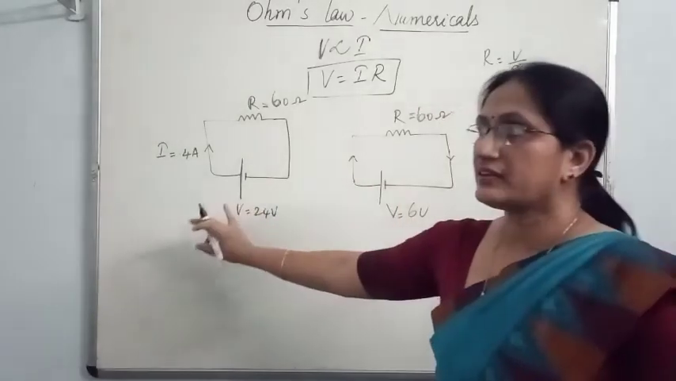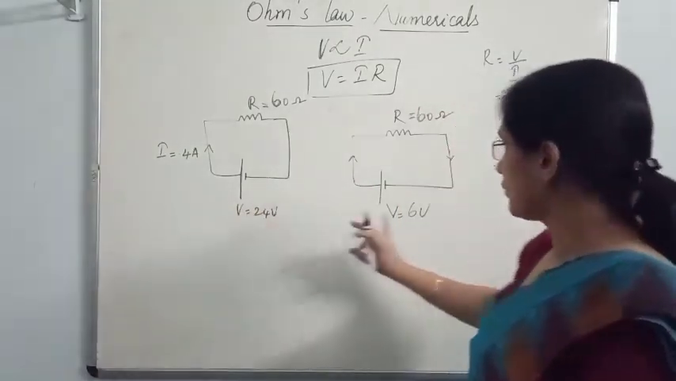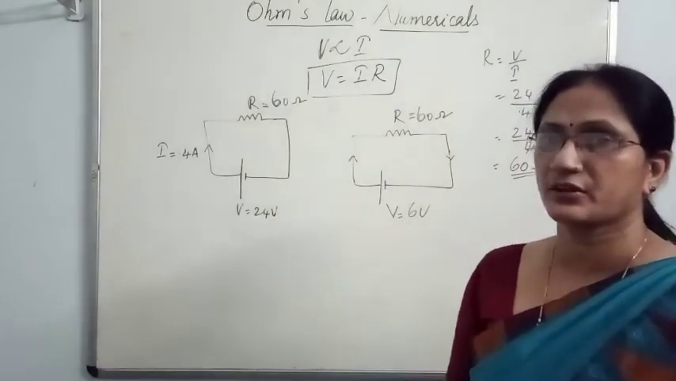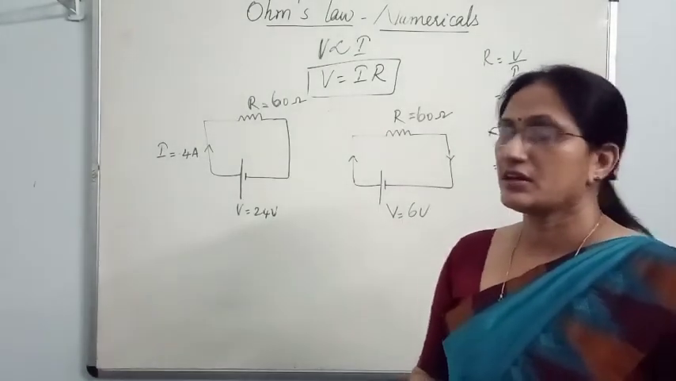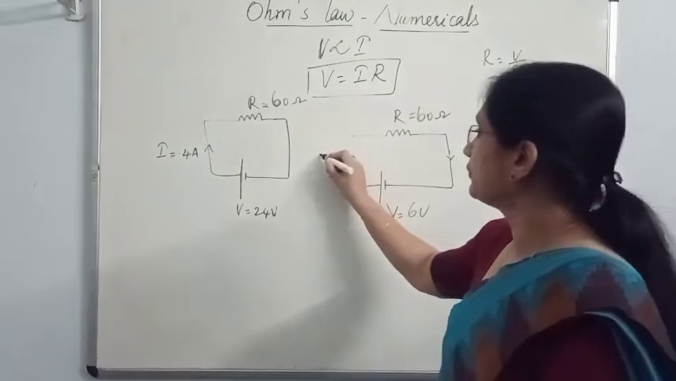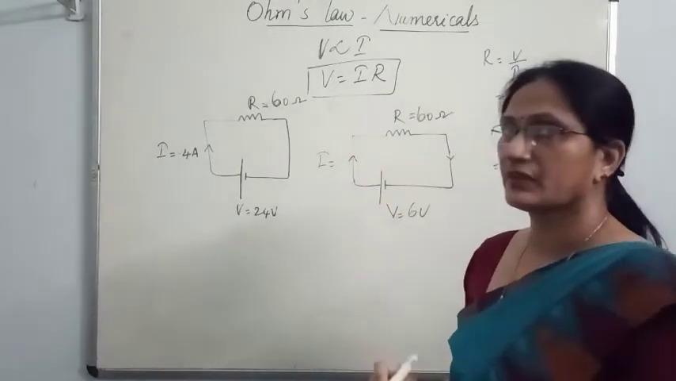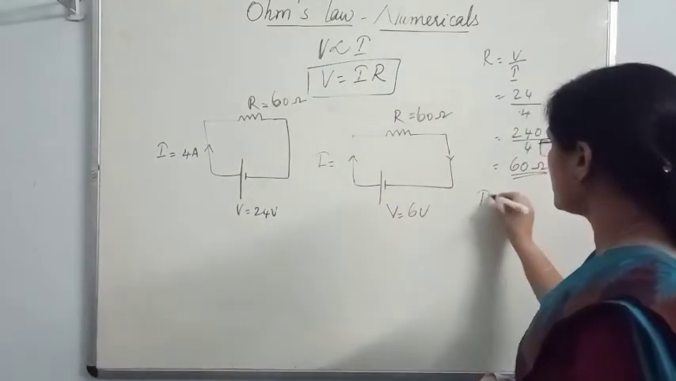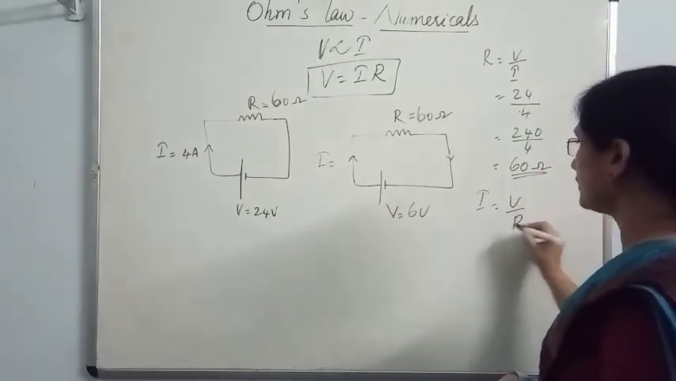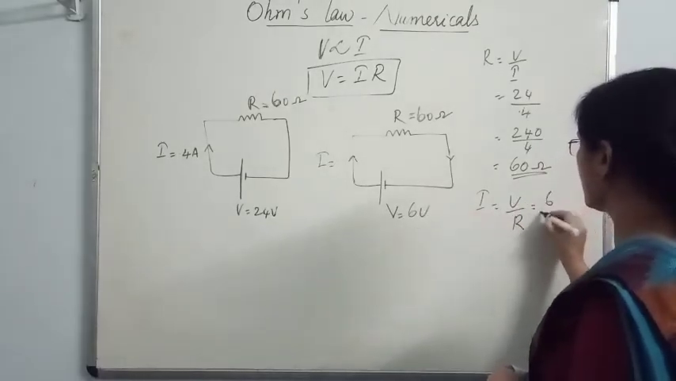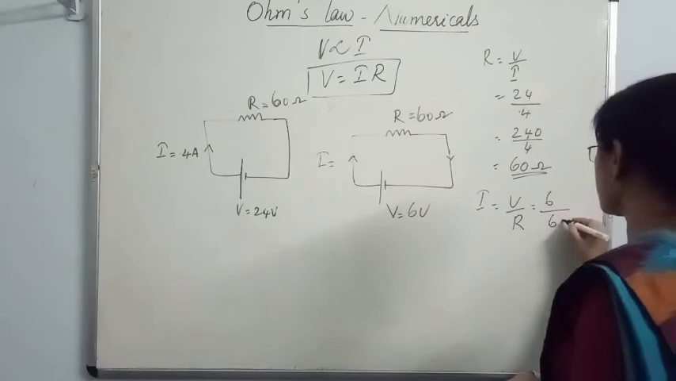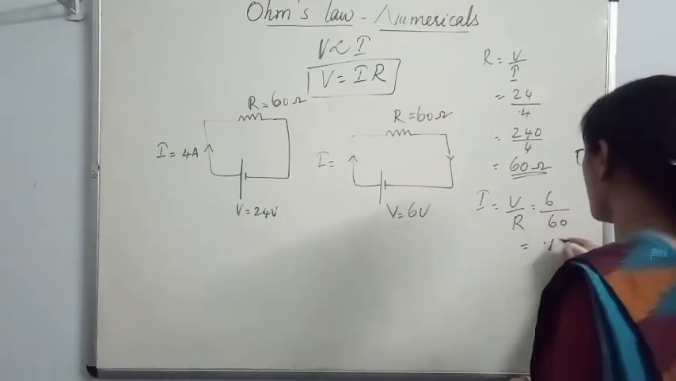Now the battery we have changed. Instead of 24 volt, a 6 volt battery is connected across it. Then what will be the current flowing in this circuit? You have to find out I. I is equal to V by R. V is 6 upon R is 60. That means 0.1 ampere.